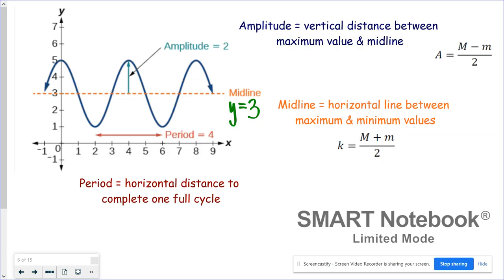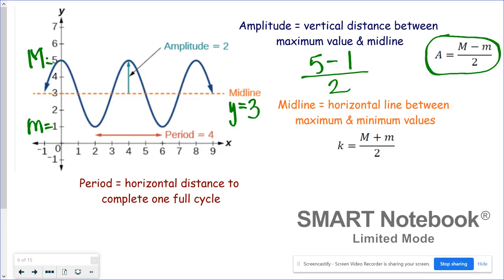There is a way of calculating amplitude if you're struggling with seeing what the amplitude is. And that's what this formula over here is. So the capital M is the maximum value and the lowercase m is the minimum value. So in this problem, I have a maximum value of 5 and I have a minimum value of 1. So I can calculate amplitude by going maximum minus minimum and dividing by 2. So that'd be 4 divided by 2, which is 2, and that's what they got for their amplitude. So if you're struggling with seeing what the amplitude is, you can always calculate it.